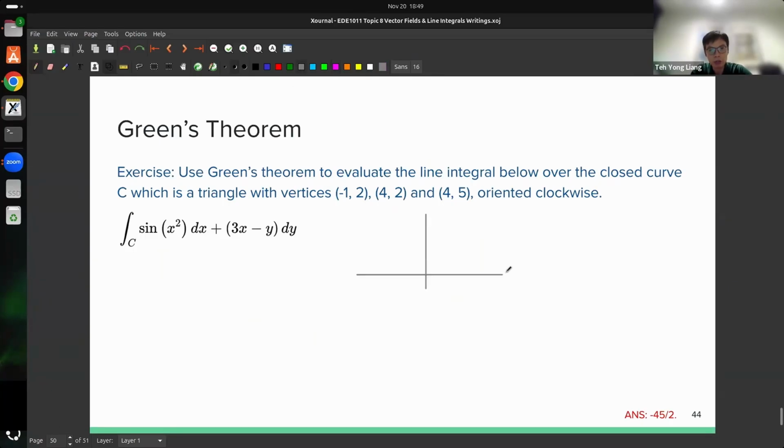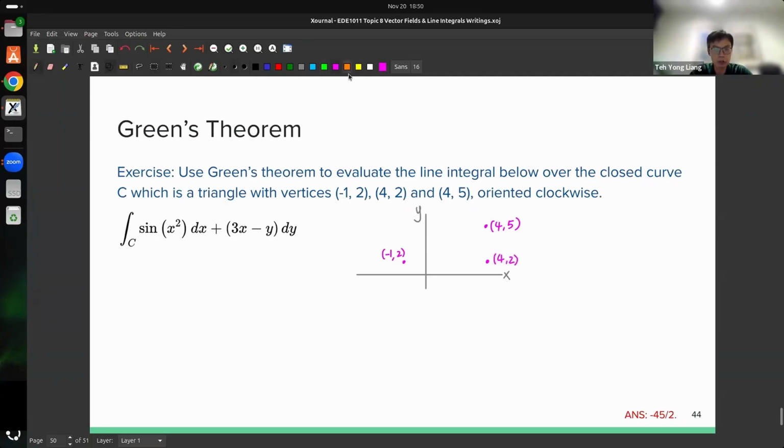Okay, so now draw. This is your x, this is your y. This one is (-1, 2), so (-1, 2) is maybe somewhere around here. So this one is x equals -1, y equals 2. Then (4, 2) is somewhere here. Then after that, (4, 5), where y equals 5. So then I bring down the (-1, 2) and (4, 2), then I put the (4, 5) maybe here. And so I got 3 points.